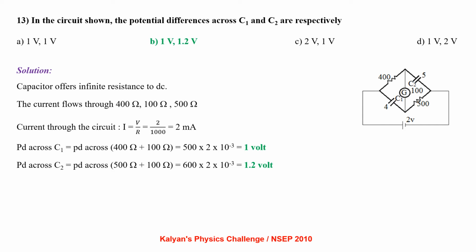In the circuit shown, find the potential difference across C1 and C2 respectively. Capacitors offer infinite resistance to DC. The current flows through 400 ohm, 100 ohm and 500 ohm. Current through the circuit I equal to V by R, that comes out to be 2 milliampere. PD across C1 is PD across 400 plus 100 ohm resistances, which comes out to be 1 volt, and PD across C2 is nothing but potential difference across 500 ohm and 100 ohm resistances, which comes out to be 1.2 volt.